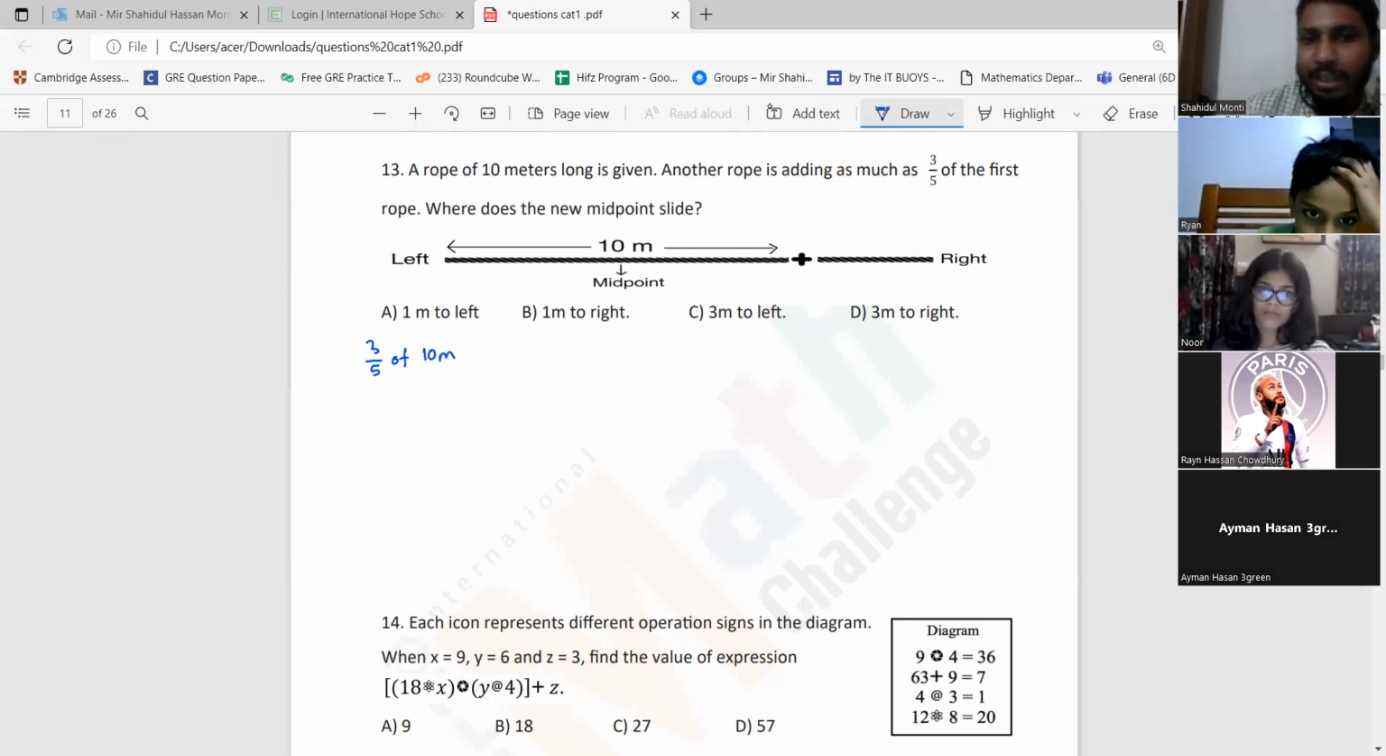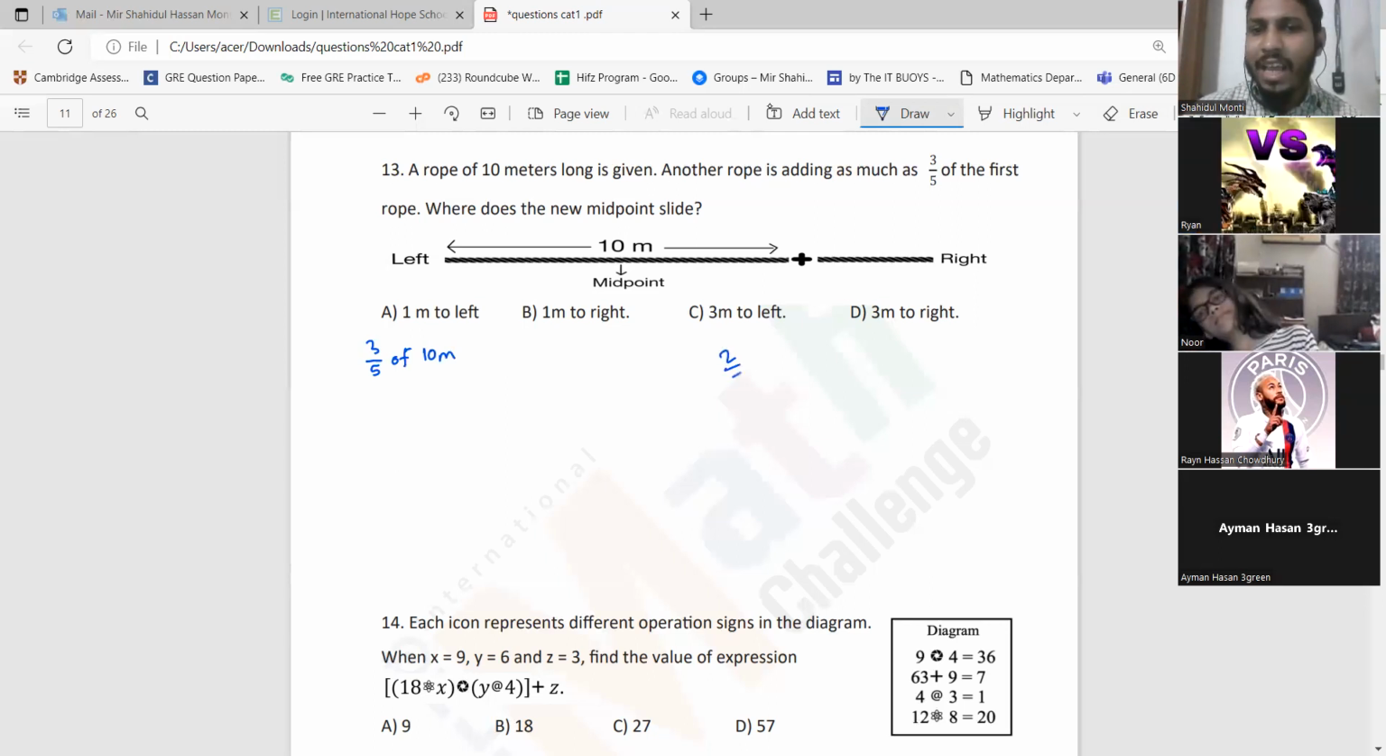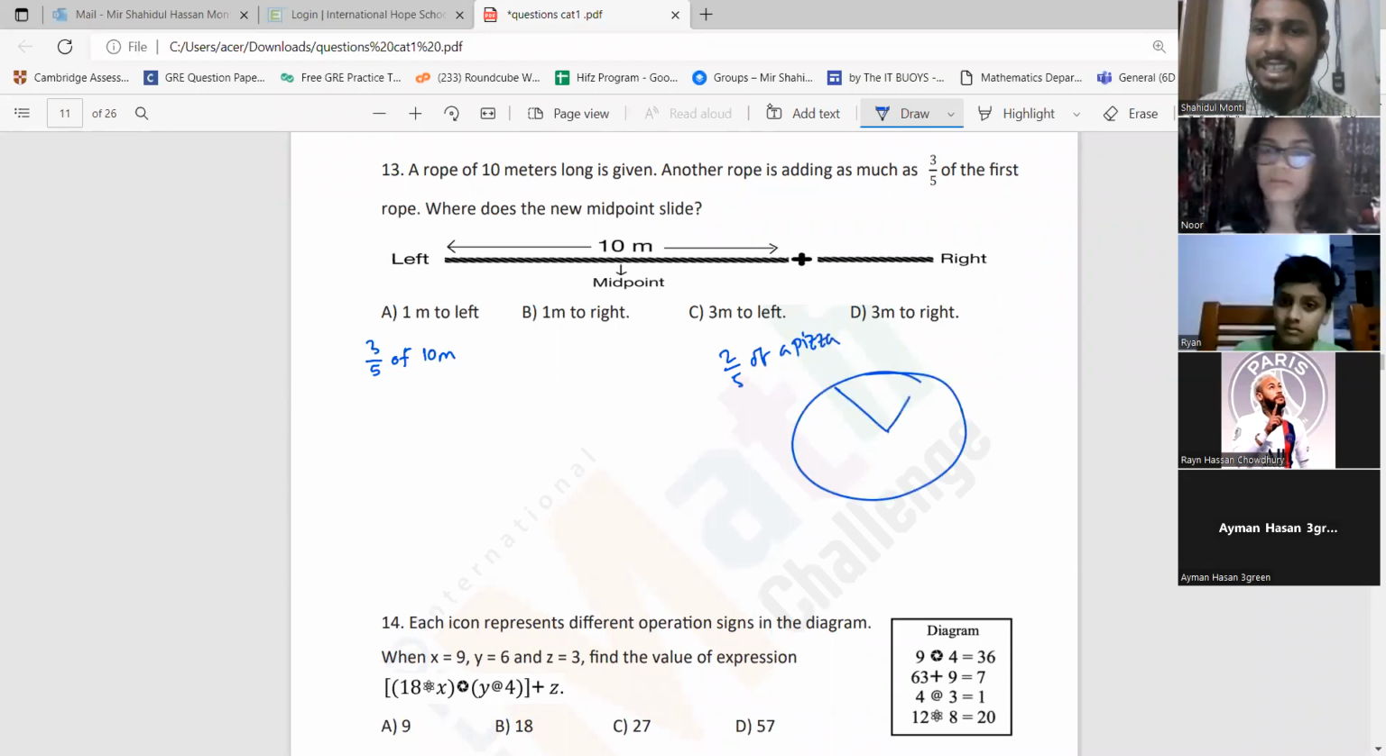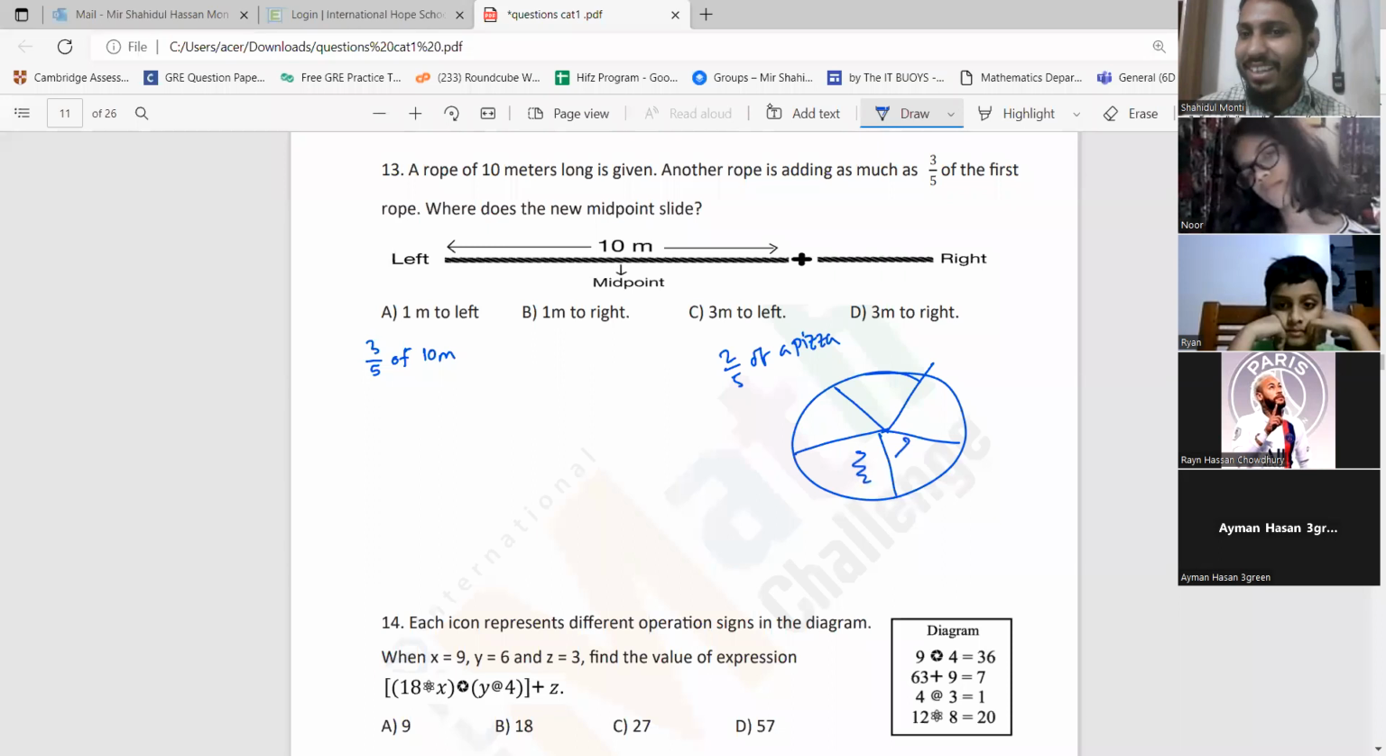The first rope is 10 meters. What is the meaning of 3 by 5? If I say 2 by 5 of a pizza, so you take a pizza, you divide it into 5 parts. How many parts? 5 parts. 1, 2, 3, 4, 5. And from this, you take 2 parts. You eat 2 parts. That is 2 by 5 of a pizza.